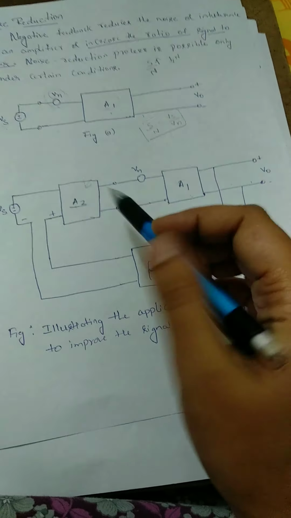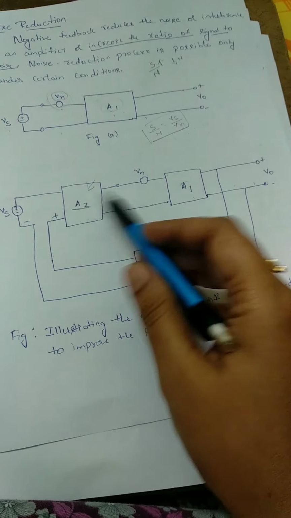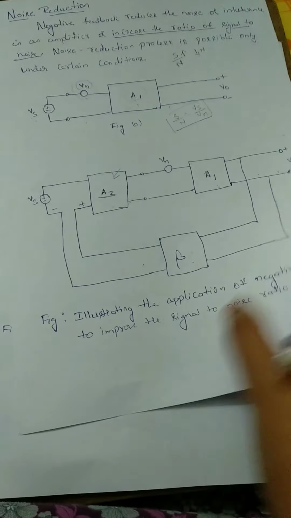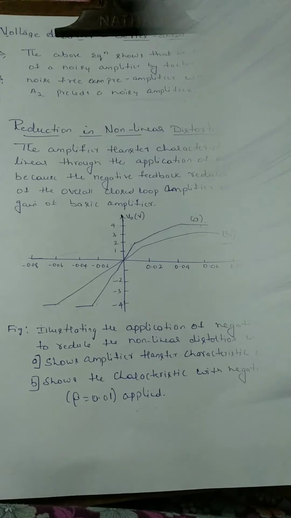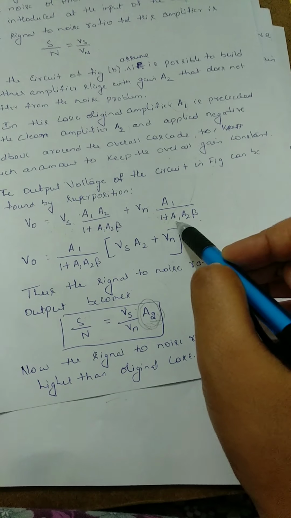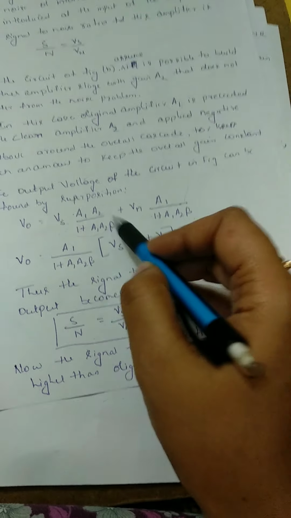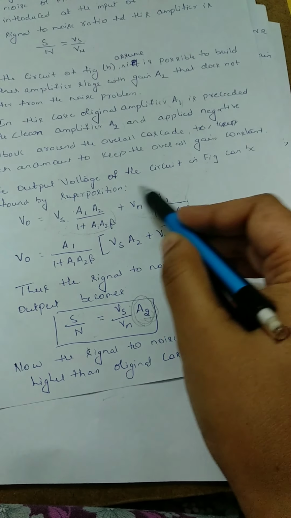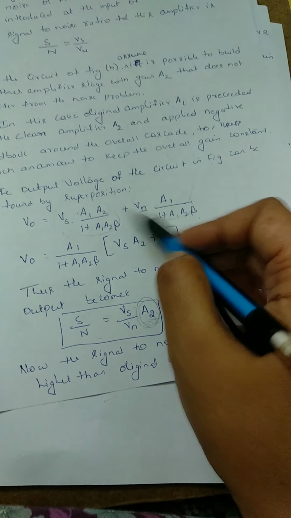So that is because of this amplifier. Okay, and then Vn is this. Okay, so Vn is equal to A1 divided by 1 plus A1 A2 beta. This gain is due to the signal source. So this gain is due to noise.